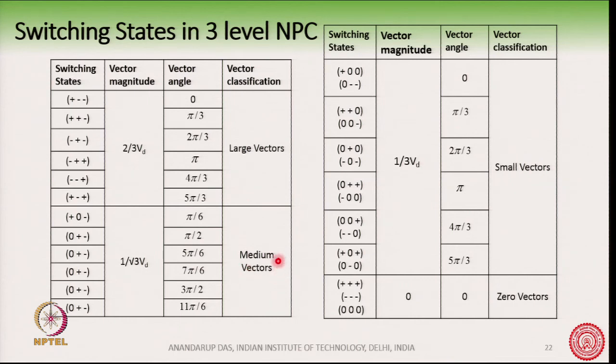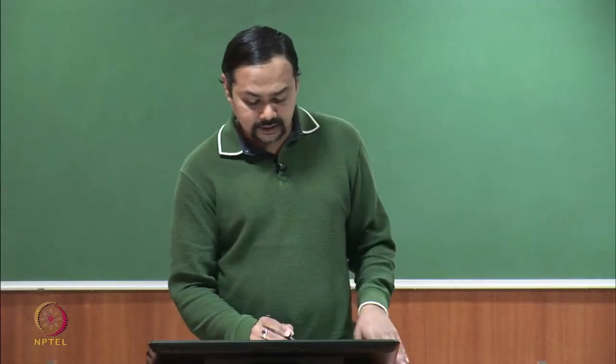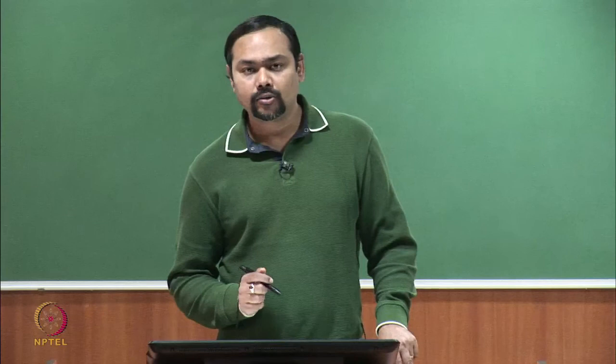Next, we have the medium vectors. There are 6 large vectors, and similarly we have 6 medium vectors. Their magnitude is 1 by root 3 Vd, that is 0.577 Vd, while 2/3 Vd means 0.66 Vd, and they are also displaced by 60 degree. However, from the large vectors they are displaced by 30 degrees. So, these vectors sit on the sides of the outer hexagon.